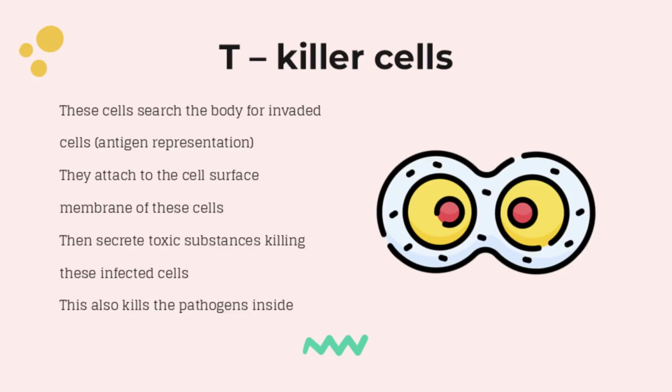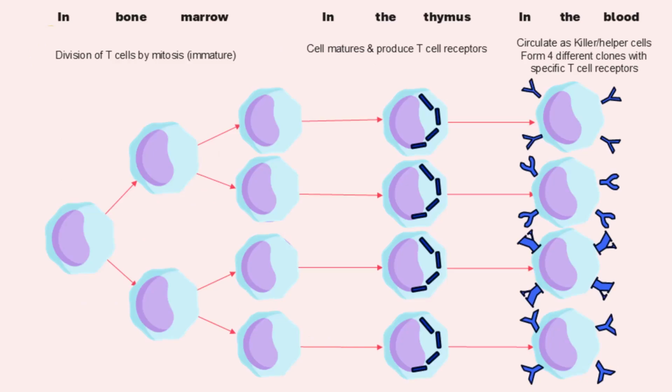T killer cells. These cells search the body for antigen presentations, attaching to the cell surface membrane of these cells which are infected, secreting toxic substances from their vacuoles, killing these infected cells. This also kills the pathogens inside. This is the process of the division of T cells by mitosis, and its maturing in the thymus and blood.